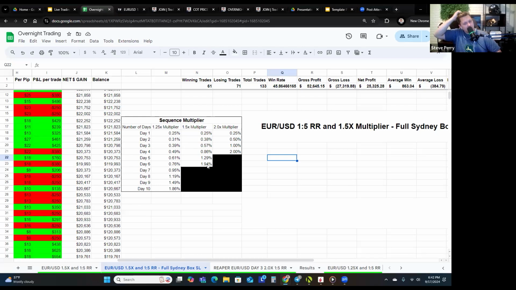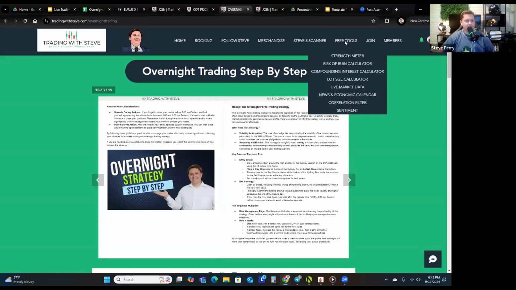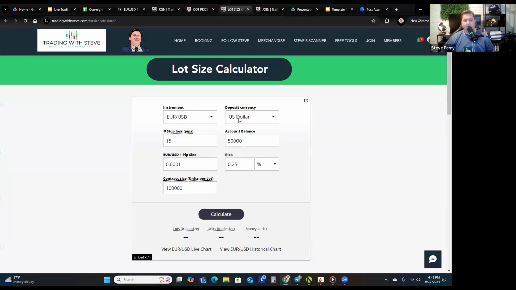Let me show you how to do this real quick, and then we'll move on to the Reaper because I've got to get to that in the last 10 or 15 minutes of the call. So if I were taking this trade tonight, I'm going to use the lot size calculator that we have on the website. You can go to free tools on tradingwithsteve.com, then go to lot size calculator. Okay, and then right here, you can figure this all out easily.